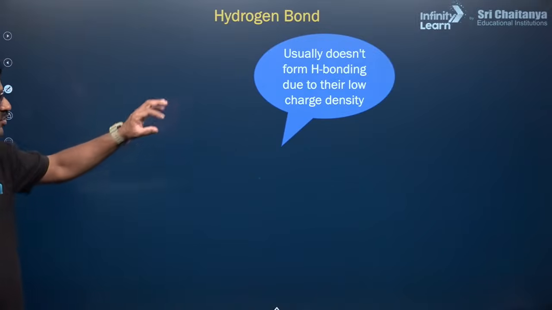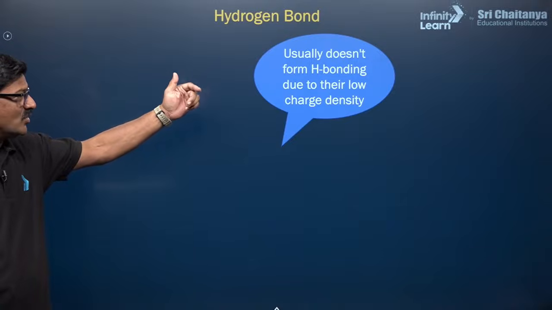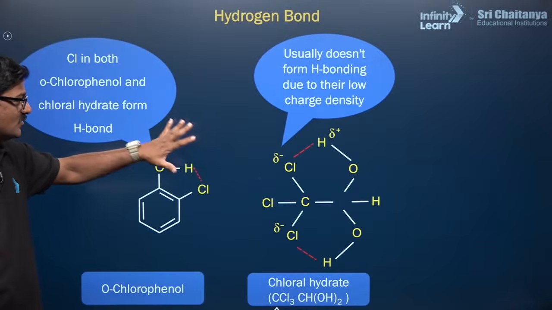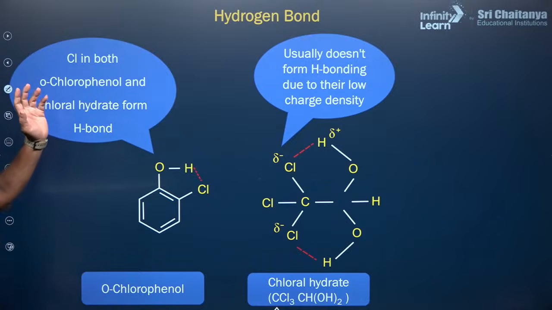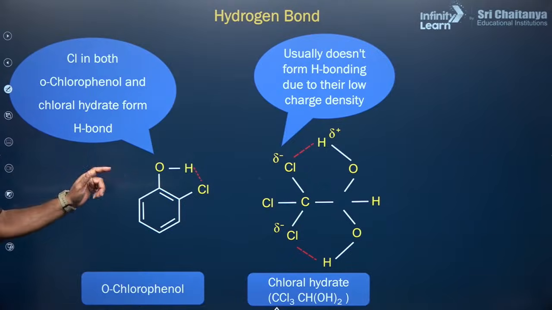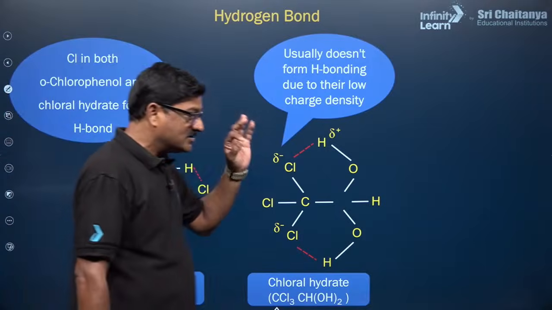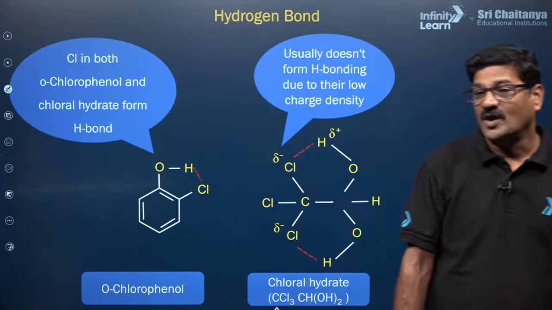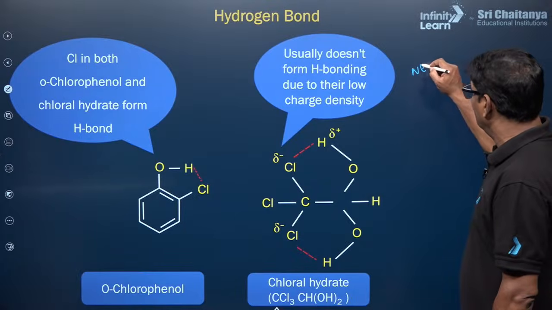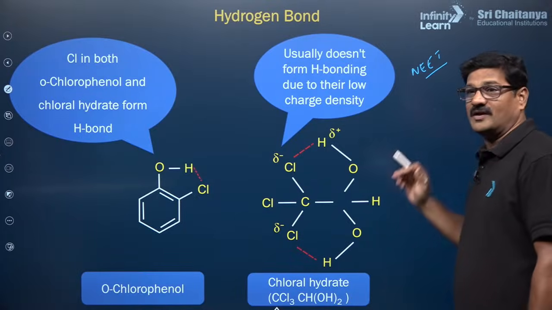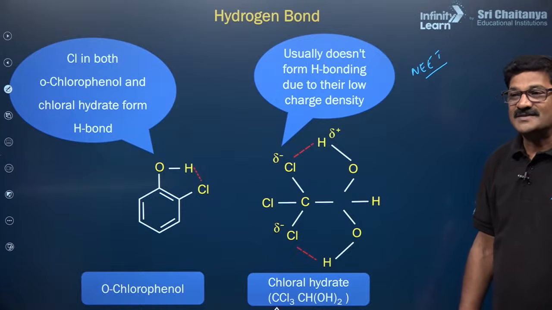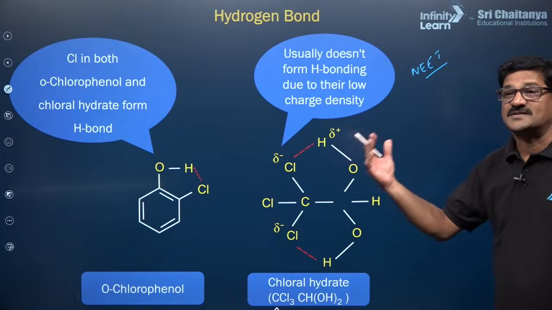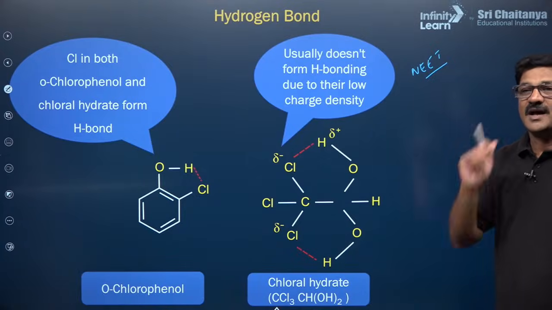Chlorine usually does not form hydrogen bonding due to its low charge density. But in both ortho-chlorophenol and chloral hydrate, hydrogen bonding is there because of the high charge density. So in the NEET examination, you will be asked which of the following can form hydrogen bonding and which do not. So these are certain exceptions. You can see ortho-chlorophenol, yes, hydrogen bonding is there.